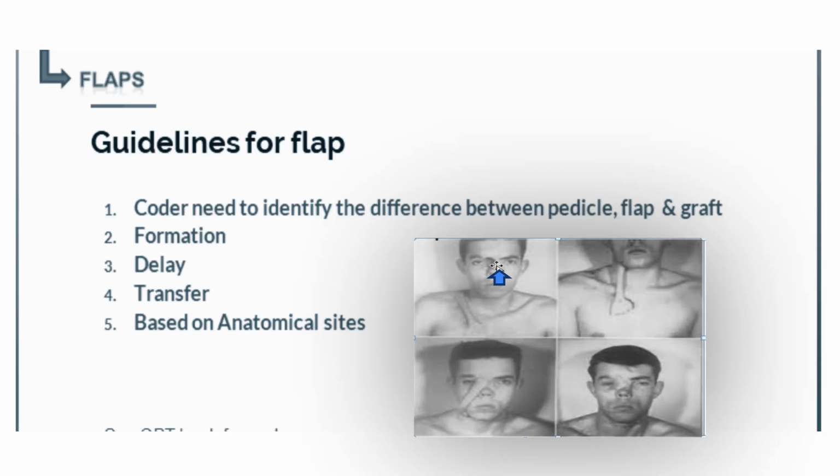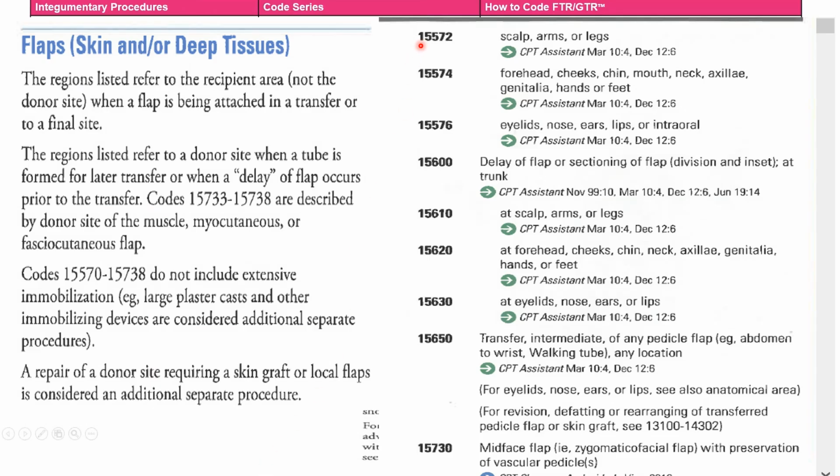So what are the basic guidelines? One is the coder needs to identify the difference between the pedicle flap and the graft. Then there is formation, delay and transfer. These are the important things, and then the anatomical site. So now these are the flap codes, and these are the two important guidelines. The region listed refers to the recipient area when the flap is being attached in a transfer or a final site, and the region listed refers to a donor site when a tube is formed for a later transfer, or when a delay of a flap occurs prior to transfer.